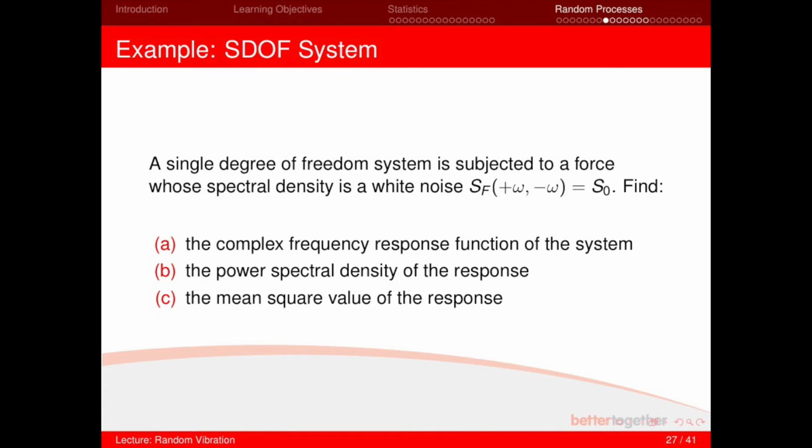And here's an example. The single degree of freedom system is subjected to a force whose spectral density, S of plus omega minus omega, is equal to S naught. So it's a constant term. It's a certain value, S naught. Find the complex frequency response function of the system, the power spectral density of the response, and the mean square of the response. And so this system looks like this.